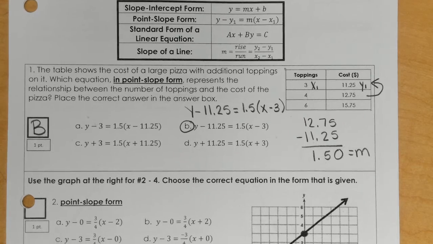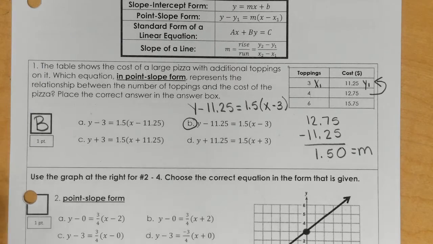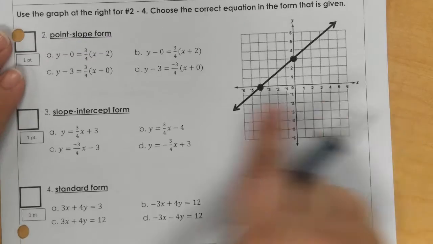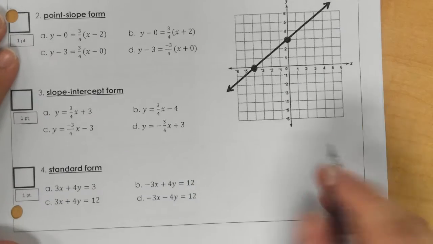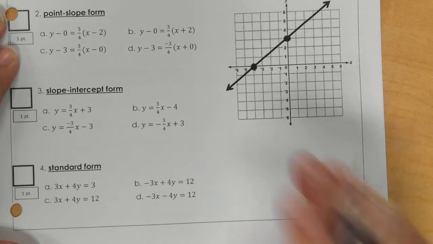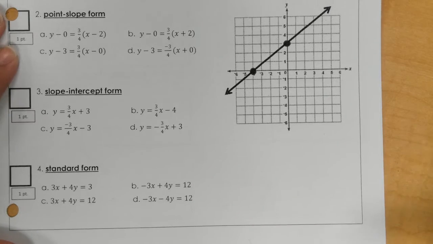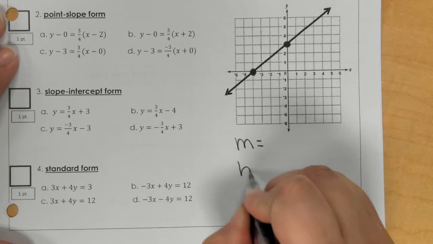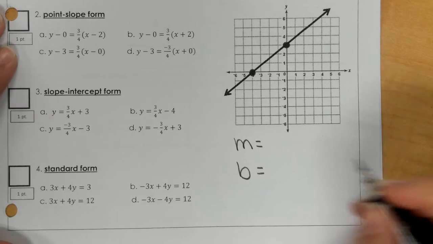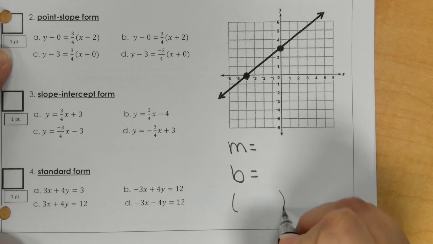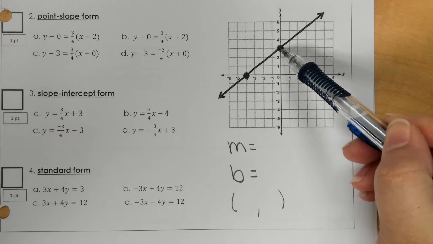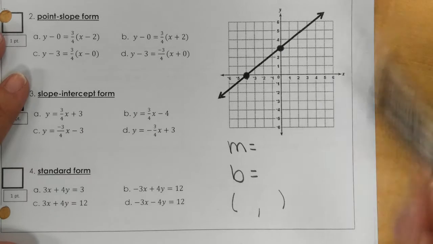Okay, so now for the next section, 2 through 4, you have to use this graph to answer all the questions. So off to the side down here, there were 3 things we found when we did this in class. We found our slope, our y-intercept, and the point either to the furthest right or on the y-axis. So this point happens to fit both of those categories, which is 0, 3.